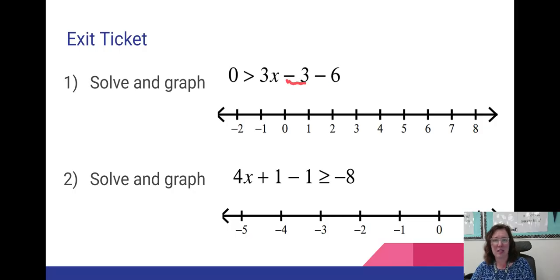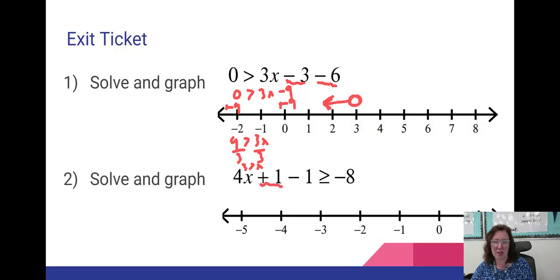Combine like terms. -3 minus 6 gives us 3x minus 9. And it's just like solving an equation. Add 9 to both sides. 0 plus 9 is 9, which is greater than 3x. Divide both sides by 3, and we get 3 is greater than x. So it's an open circle at 3, and it says 3 is greater than x, which means 3 is the biggest thing there is. So we have to point at all the smaller stuff.